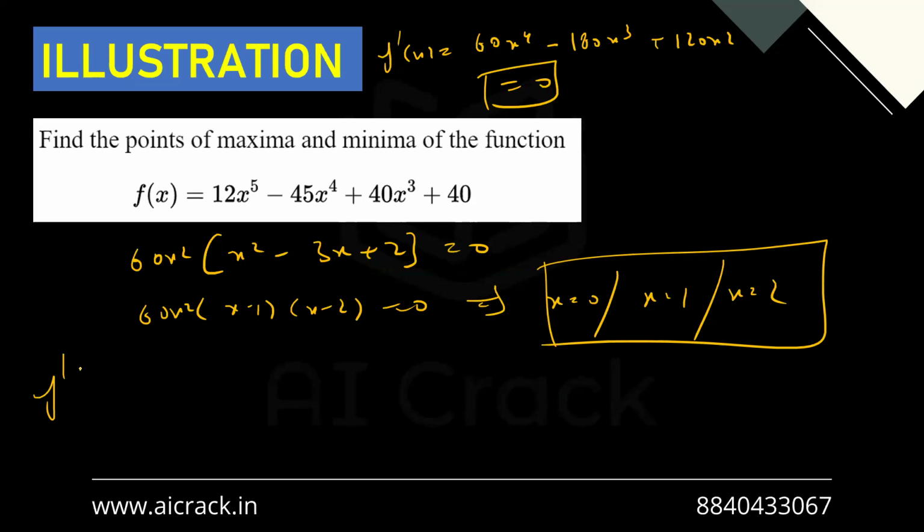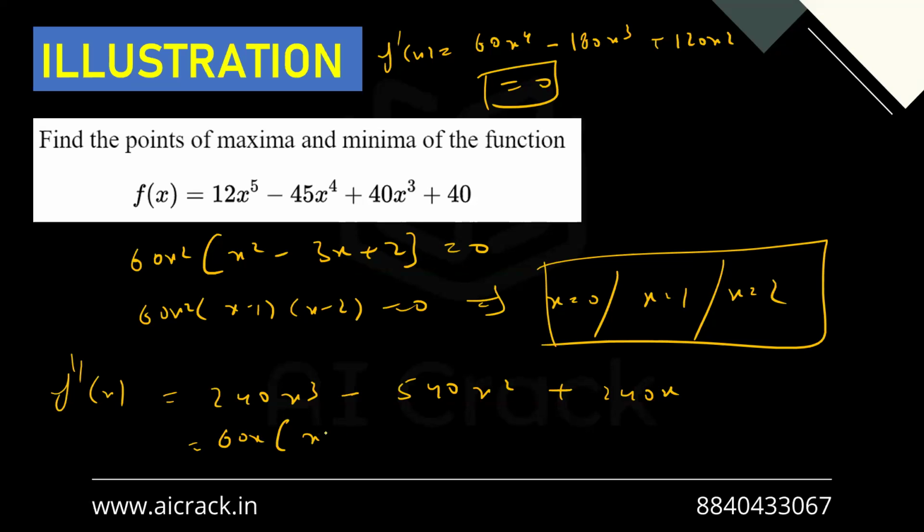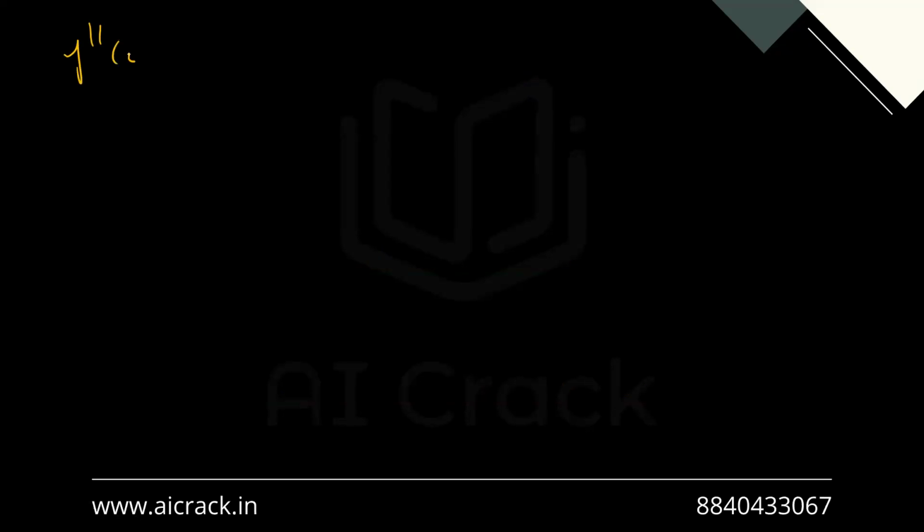Now we have to find out f double dash, right? Because we are using the second order test over here. So we have to find f double dash x. So that would be 240x^3 minus 540x^2 plus 240x, right? Now what we can do, we can take out 60x as common and we'll be getting 4x square minus 9x plus 4, right?